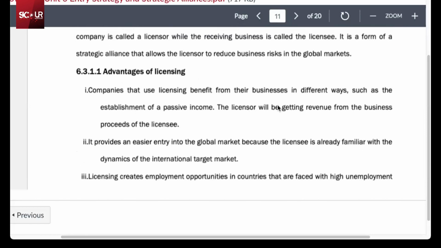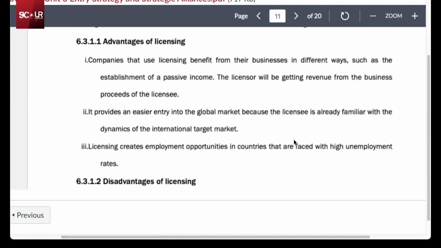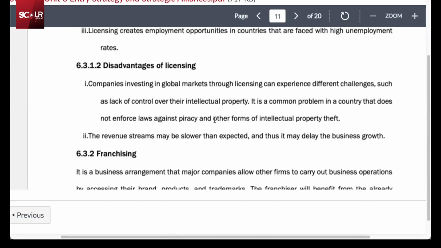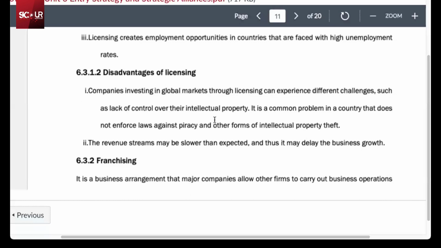So the advantage here is to establish a passive income. The licensor will get revenue from the business proceeds of the licensee, and it provides easier entry because the licensee is already familiar with the dynamics of the international target market. It creates employment opportunities in countries that are faced with high unemployment rates. And then in terms of disadvantages, companies investing in the global market through licensing can experience different challenges. For example, a lack of control over their intellectual property, a very common problem in a country that does not enforce laws against piracy and other forms of intellectual property theft.